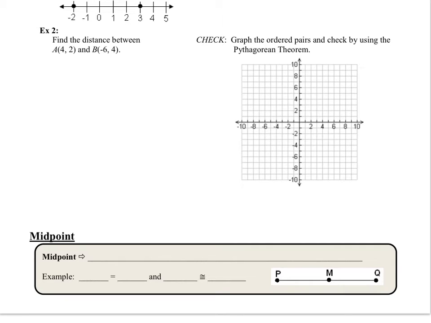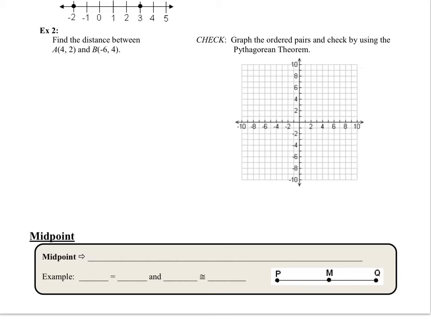Welcome to part 2 of chapter 1.3 notes over distance and midpoints. Now example 2 tells us to find the distance between point A and point B. Point A is at (4, 2) and B is at (-6, 4). Since we are finding the distance between 2 points, we are going to use the distance formula.